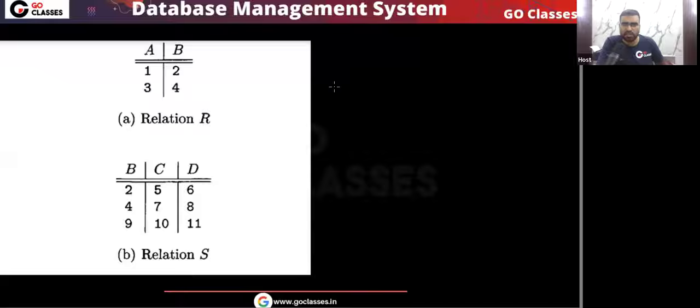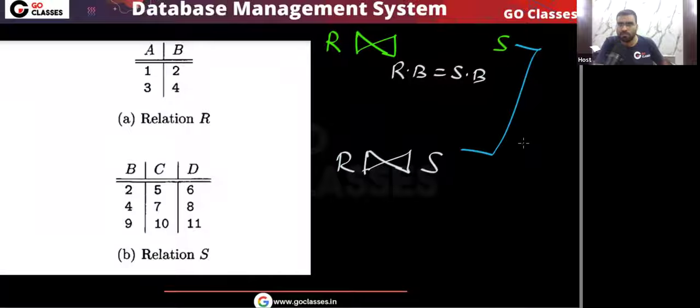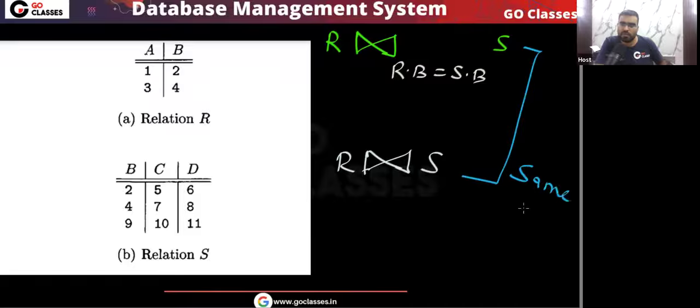One more thing I want to ask. If I give you this R join S, and here I'm writing that R dot B should be equal to S dot B. Is this natural join? What is the difference between this query and natural join? Are they same or are they different?